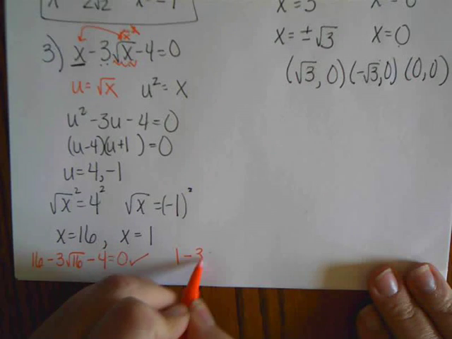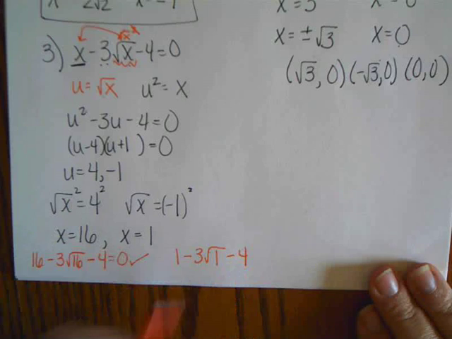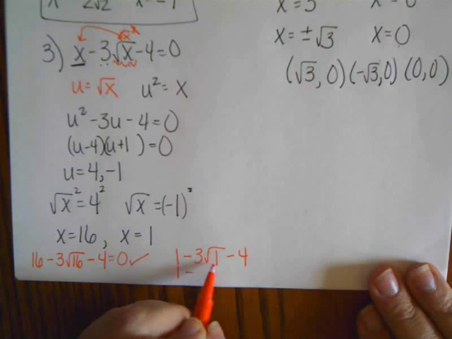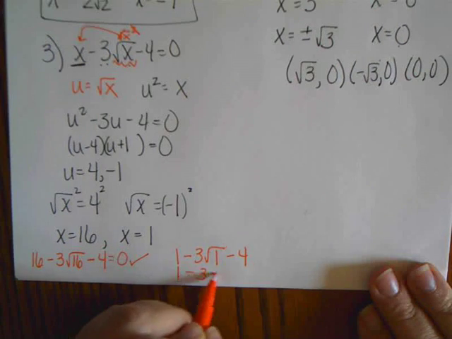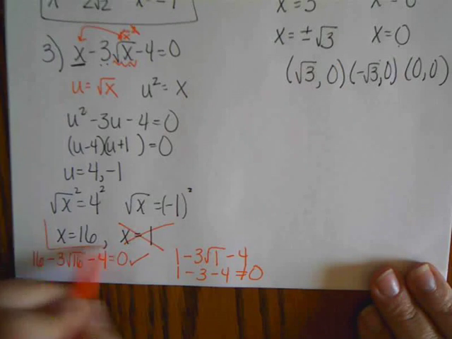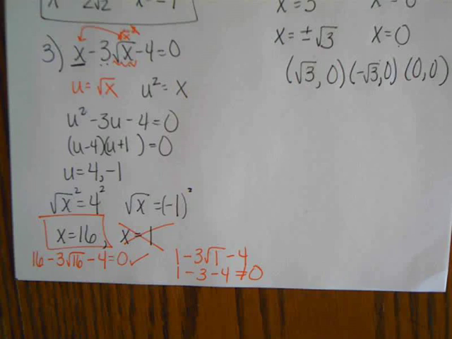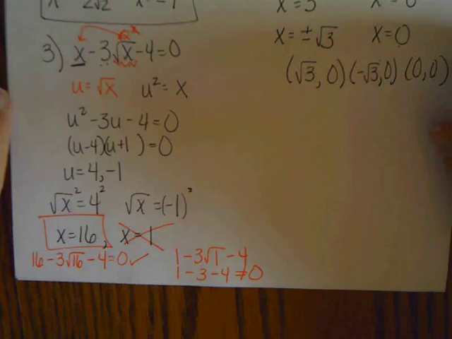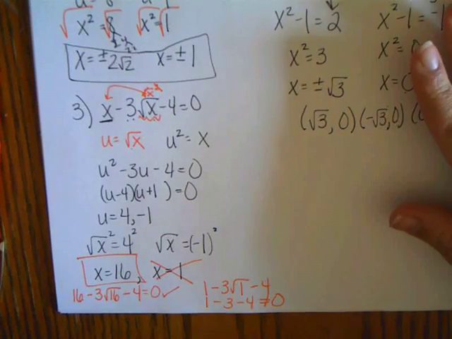Now let's plug 1 in. 1 minus 3 times the square root of 1 minus 4. So we have 1 minus 3 times 1 is 3 minus 4. And that is not 0. So that solution does not work. Our only solution is 16. Pause it if you need to.